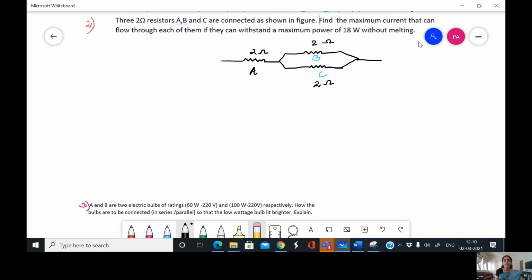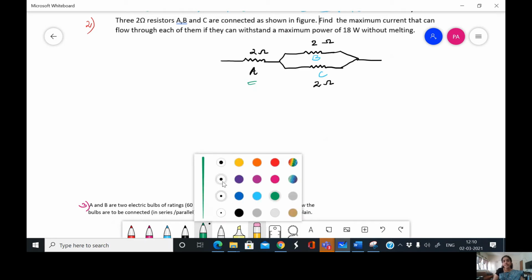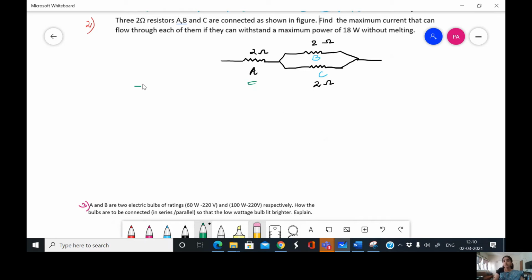watt without melting. That means here, what is the maximum power that these bulbs can tolerate? It is 18. They can do only 18 joule work done in 1 second. That means the maximum power that they can tolerate is 18 watt. So if we provide the supply voltage such that the power goes beyond 18 watt, then what happens? The bulb melts and the circuit will not work. So then what is the maximum current that can be drawn so that the appliances are safe?